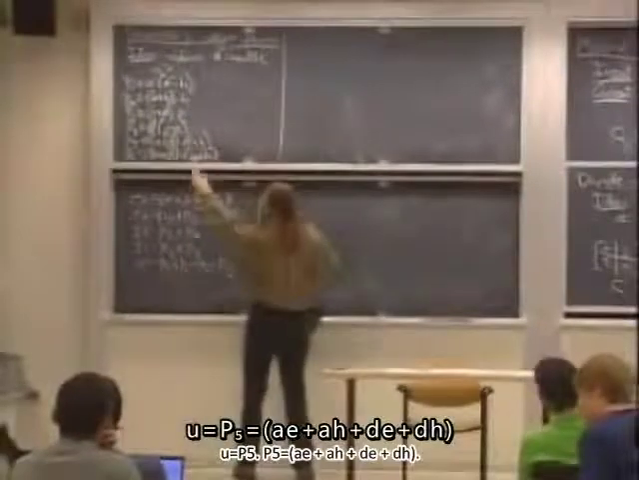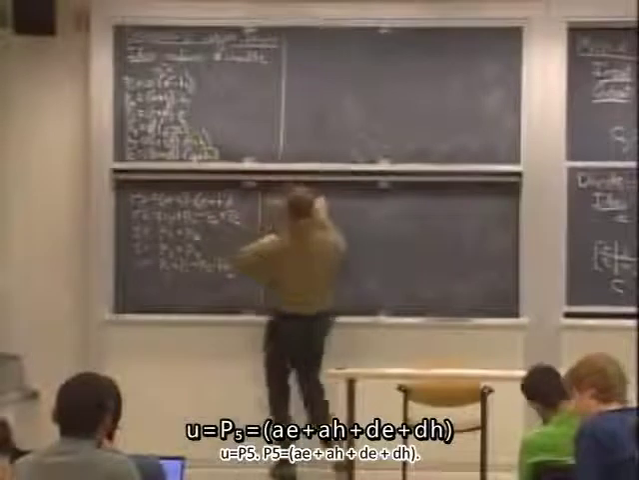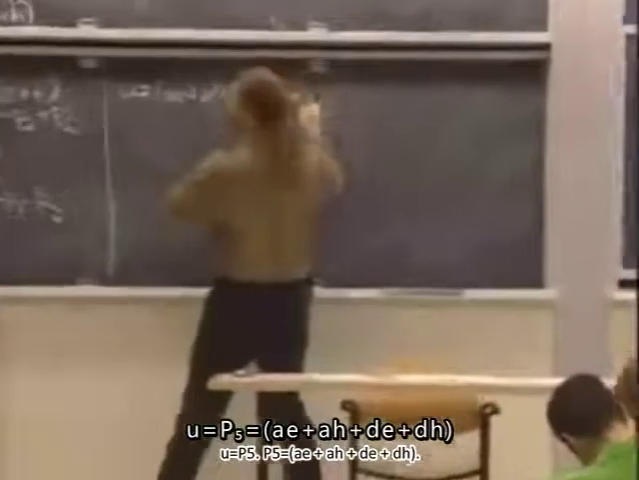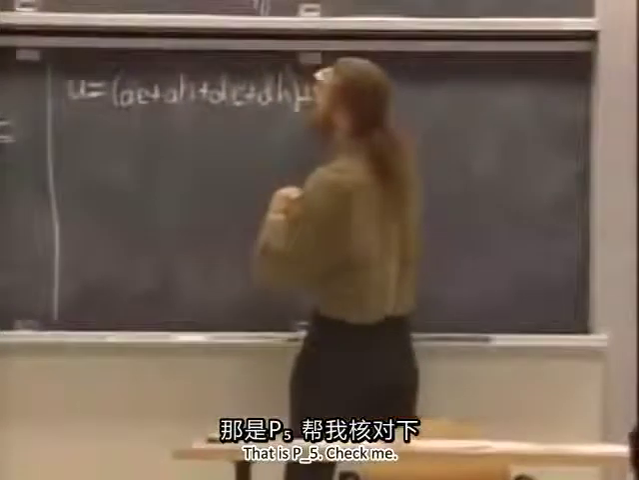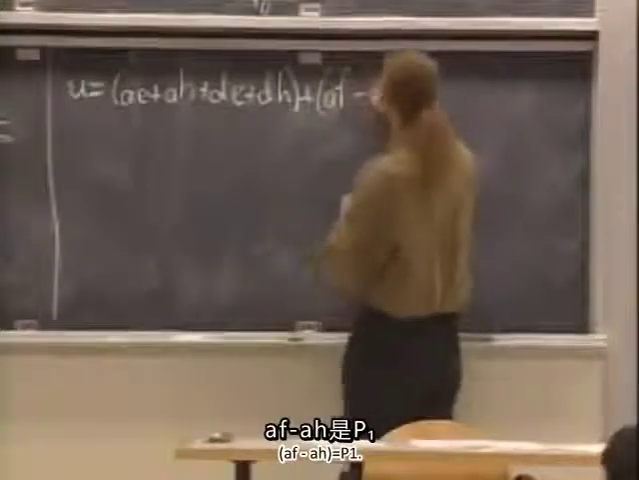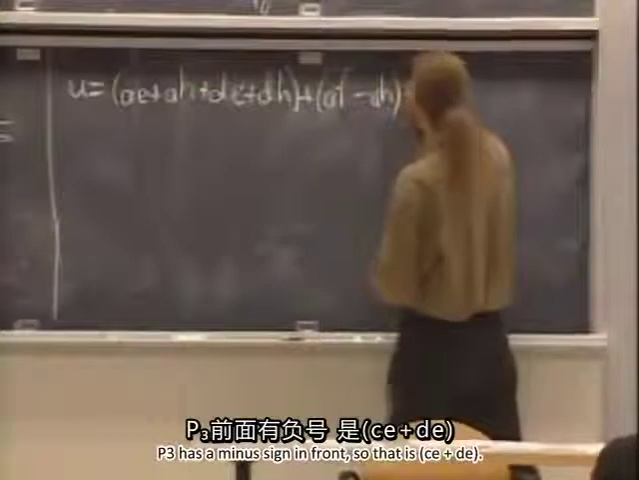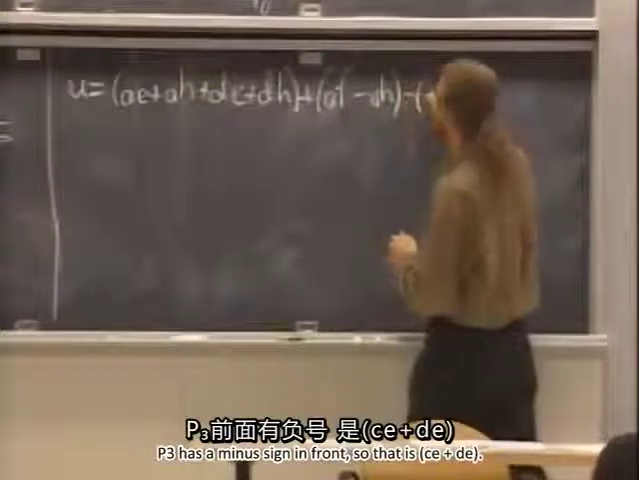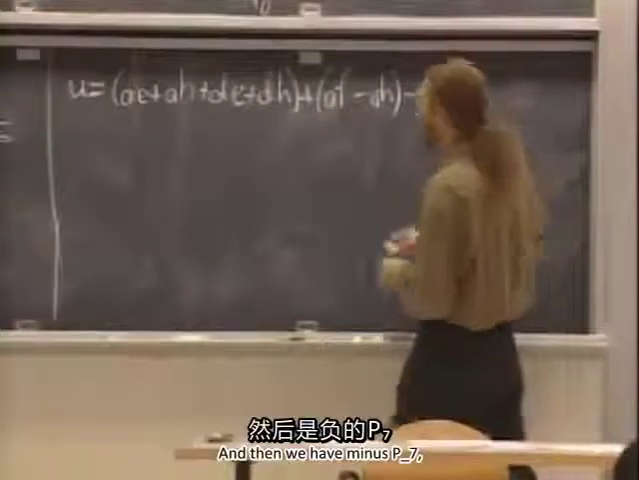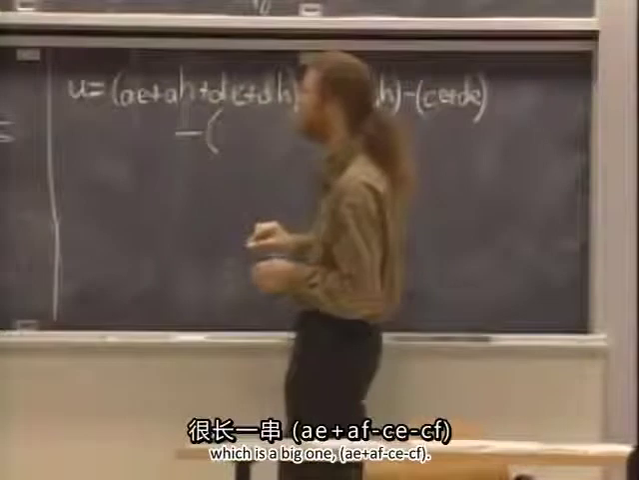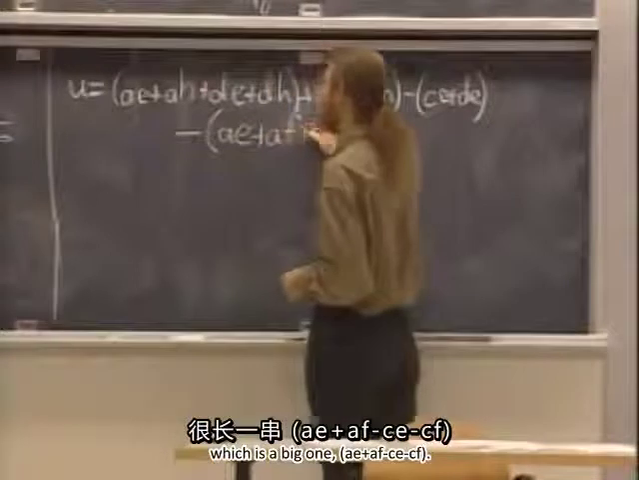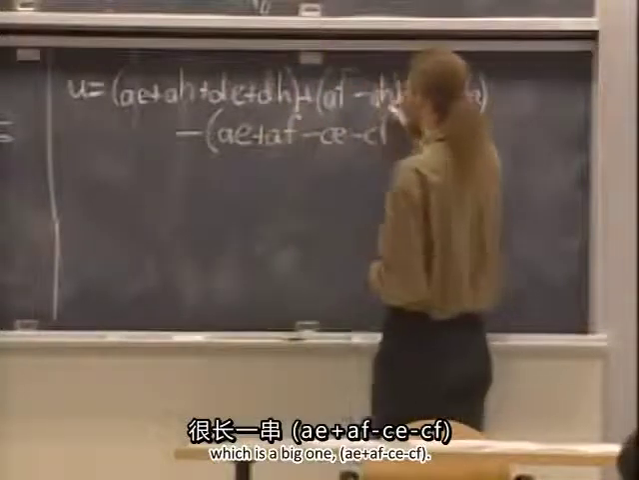U is P5. P5 is A times E plus A times H plus D times E plus D times H. That's P5. Check me. If I screw up, I'm really hosed. So AF minus AH is P1. P3 has a minus sign in front. So that's C times E plus D times E. And then we have minus P7, which is a big one. A times E plus A times F minus C times E minus C times F.